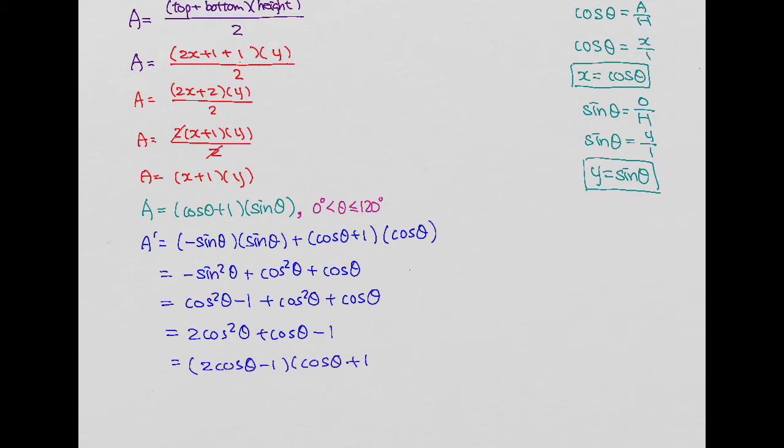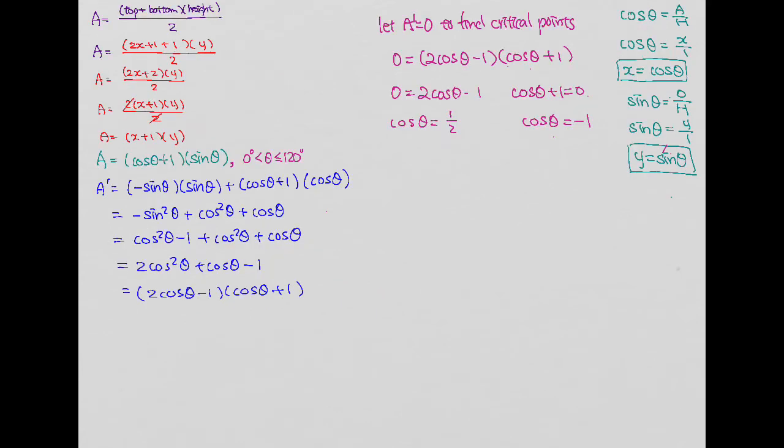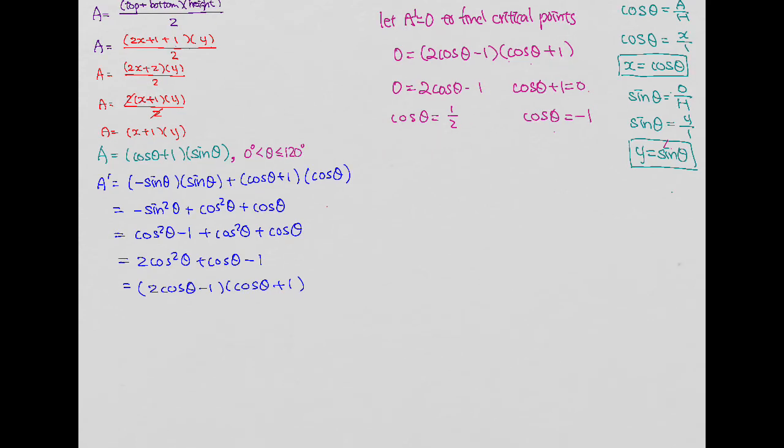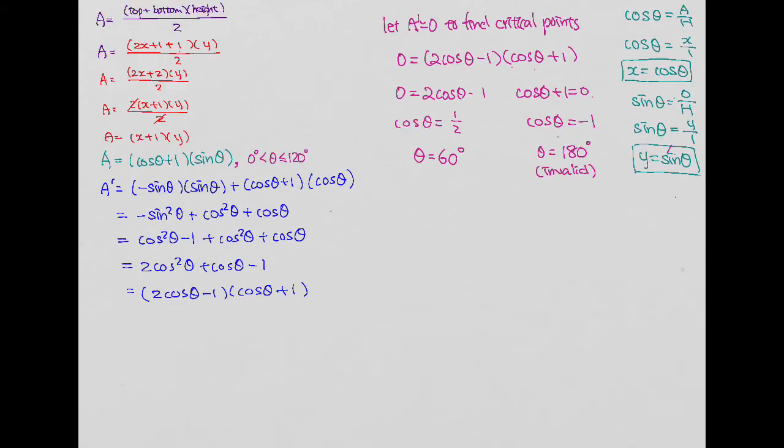Now we are ready to find the zeros. Let A prime be 0 to find the critical point. Then we get 0 equals 2 cosine theta minus 1 times cosine theta plus 1. So we know cosine theta will be half, which means theta will be 60 degrees. And cosine theta will be negative 1, so theta will be 180 degrees. But this is invalid because that's not inside the boundary of the domain.